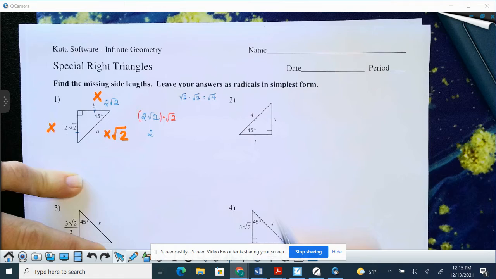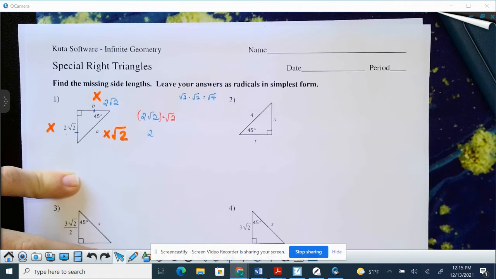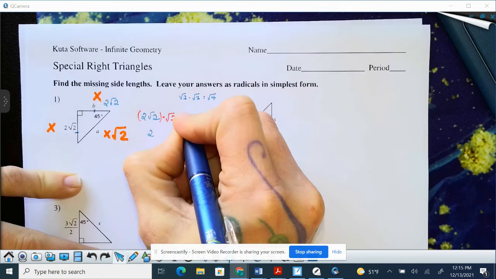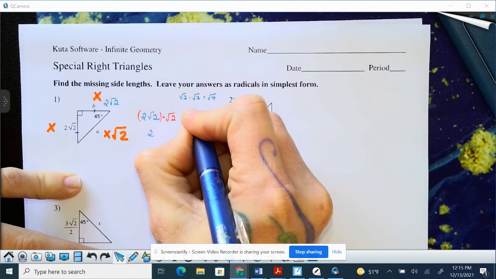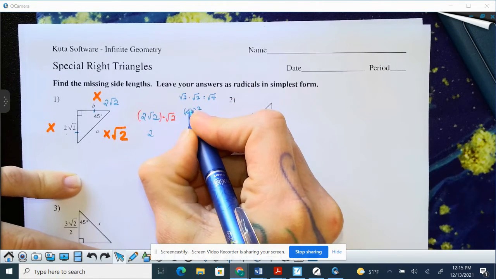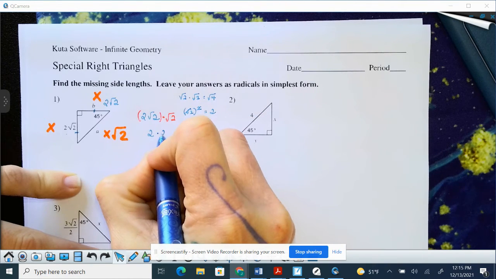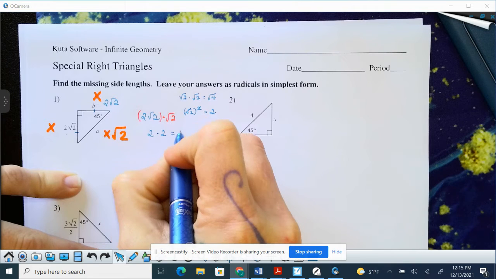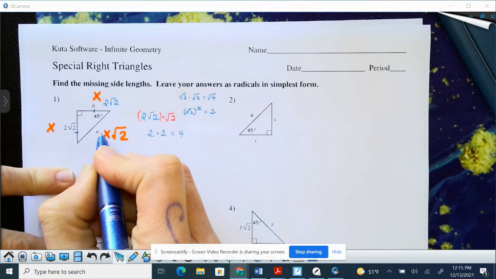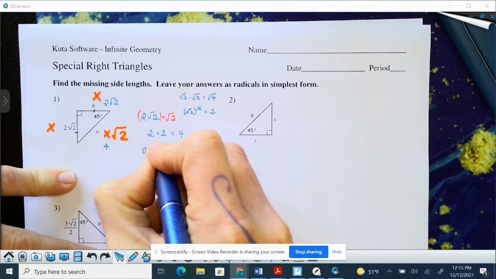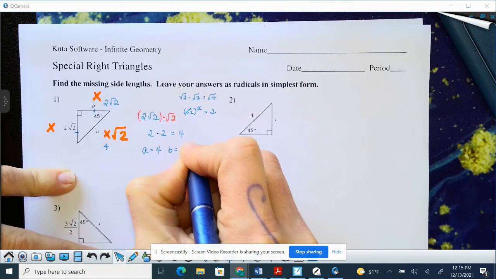But the square root of 4, we know is 2. The other way you can remember that is if you multiply a square root of anything, because that's the same thing as doing the square root of 2 squared, and we discussed those are inverse operations, will give us 2. So it's going to be 2 times 2, and that's going to give us 4. So then a should be equal to 4. So a equals 4, b equals 2 square roots of 2.